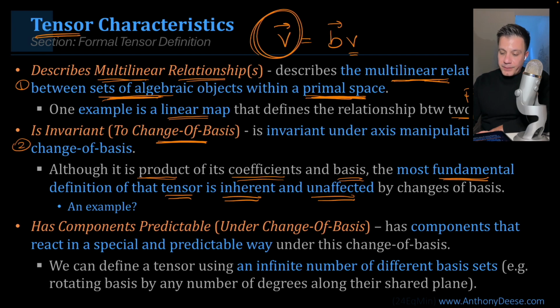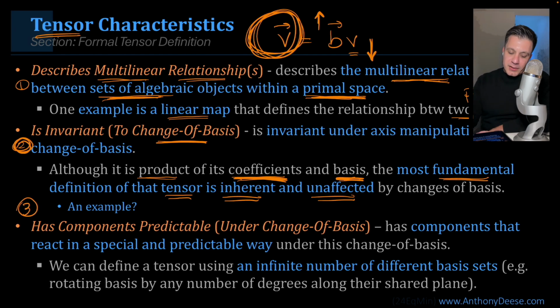Okay, the tensor is invariant to change of basis, manipulation of the axes, or any change in the referential directions. It's the product of two components, right? The coefficient array and the basis, both of which may change, but the resultant tensor does not change. If we scale B up, the coefficient array must go down. All right, so this is probably the most important characteristic.